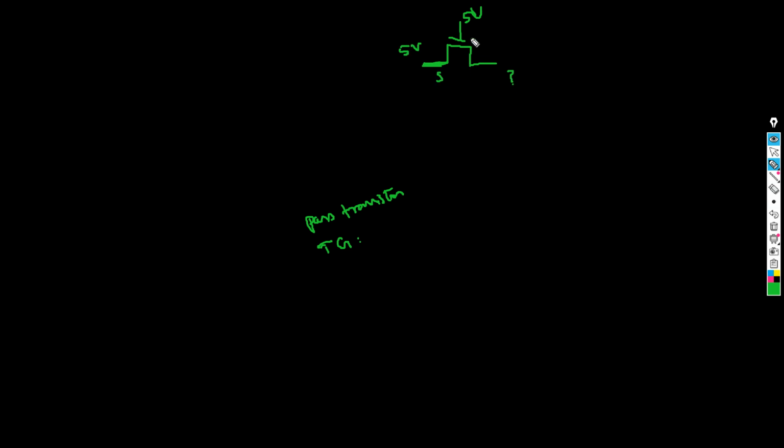Say this is a source, gate, and then drain. What would be the output, V out? Let me give you something simple. The gate is 5, it's greater than threshold voltage. According to your drawings, 5 volt minus 5 volt is 0, and it's greater than threshold voltage, so the output will be 5.